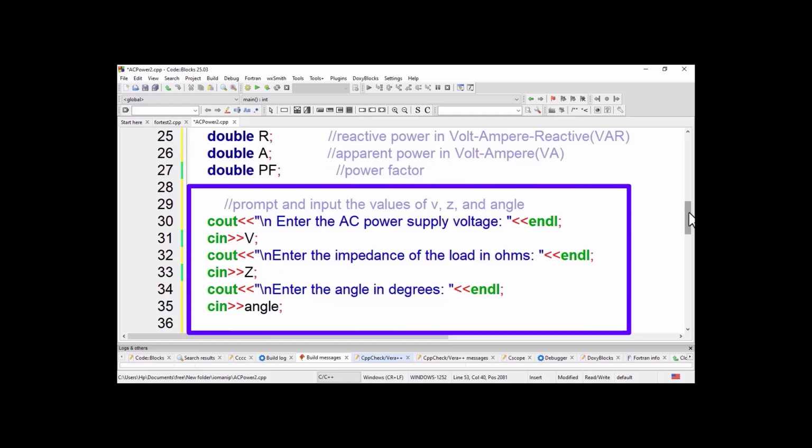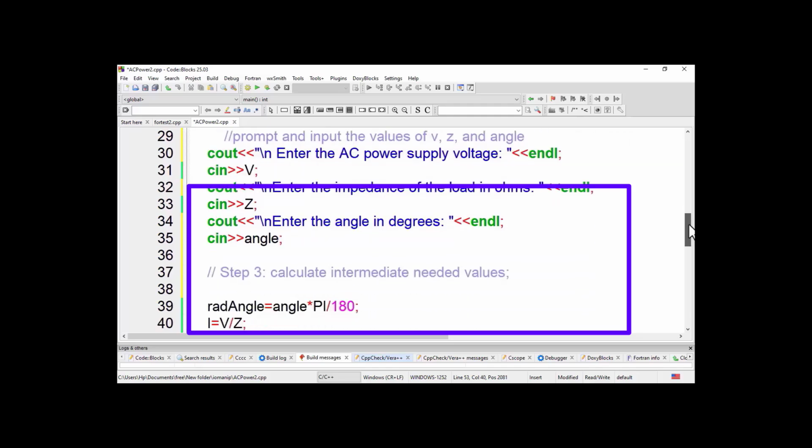So the next step is prompt and input the value of V, Z and the angle. So enter the AC power supply voltage, V, enter the load impedance, Z, enter the angle in degrees, angle.